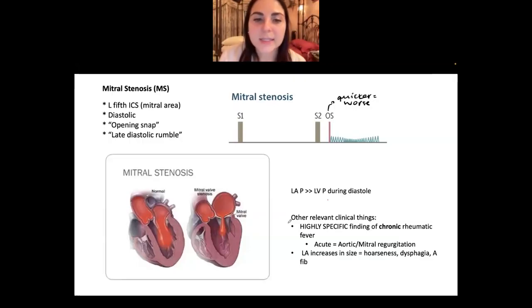And then since the left atrium is increasing in size, thinking back to anatomy, the left atrium is basically sitting on top of the esophagus, and the recurrent laryngeal nerve wraps through it. So you can get hoarseness, you can have dysphagia. You can also get AFib. Anytime you have left atrial enlargement, you can get AFib. And again, they think it's because if you stretch out the valve, it's going to mess with the electrical system of the heart, and then it can trigger AFib.